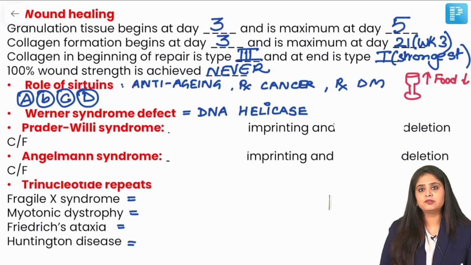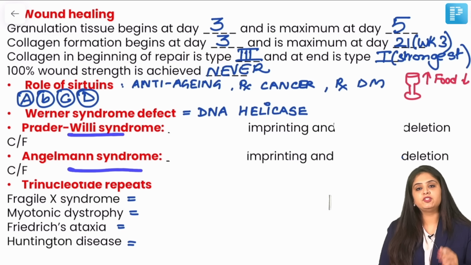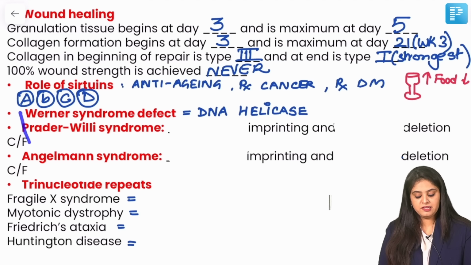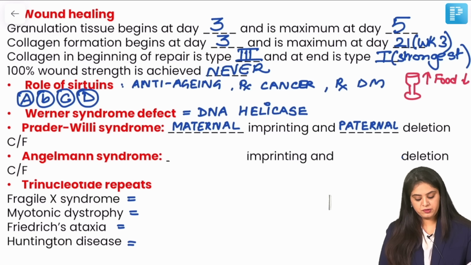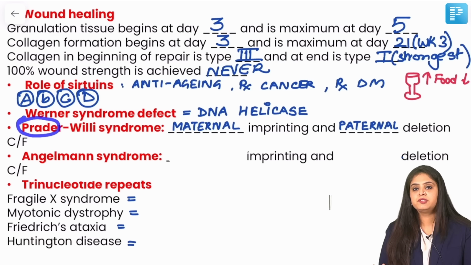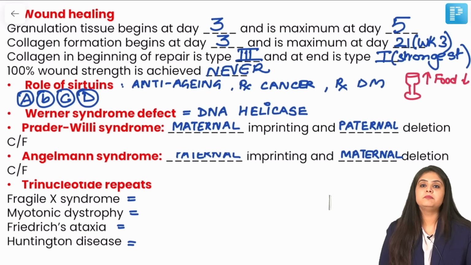Coming to the next two, which are asked in every exam, touchwood till date, and I hope it's asked in yours also, regarding these imprinting disorders, Prader-Willi and Angelman. Which is deleted? What is imprinted? So Prader-Willi is Papa's region deleted. So I know for a fact it is paternal deletion, and if it is paternal deletion, it is maternal imprinting. And if you make it opposite, in Prader-Willi, if Papa's region was deleted, in Angelman, it is mother's region that is deleted, and paternal imprinting will occur.